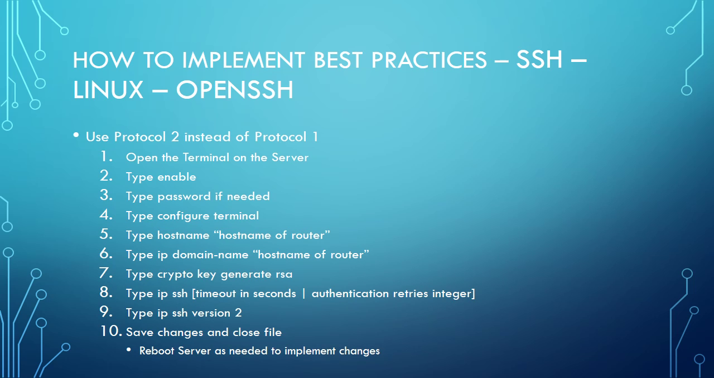To use protocol 2 instead of protocol 1 for SSH, open the terminal on the server, type enable, type password if needed to log in and make the changes, type configure terminal, type hostname followed by the hostname of the router, type ip domain-name and then the hostname of the router, type crypto key generate rsa, type ip ssh, type ip ssh version 2, save the changes and close the file. And once again, reboot the server as needed to implement the changes.